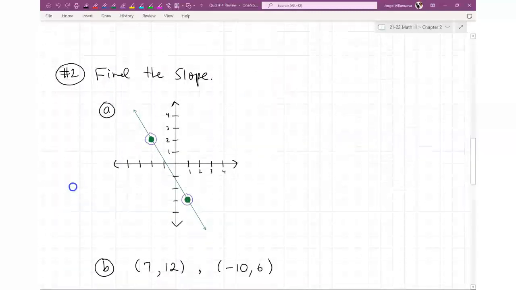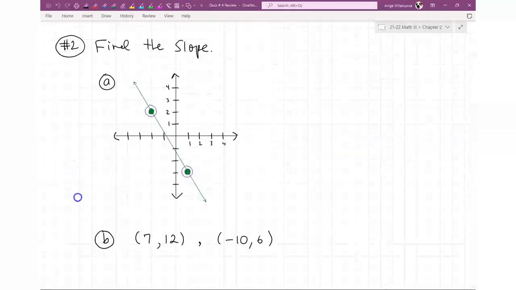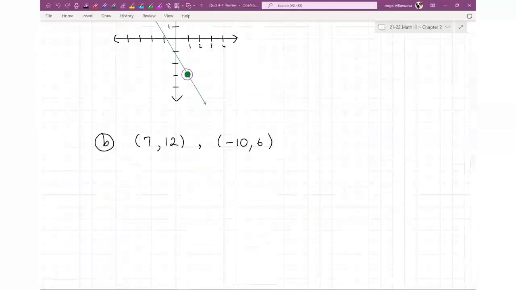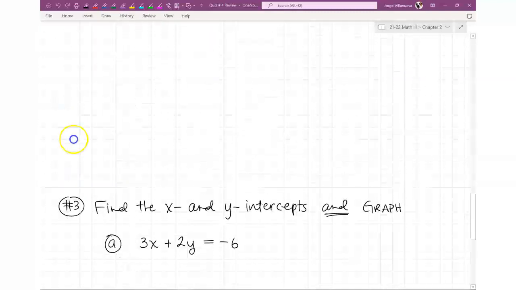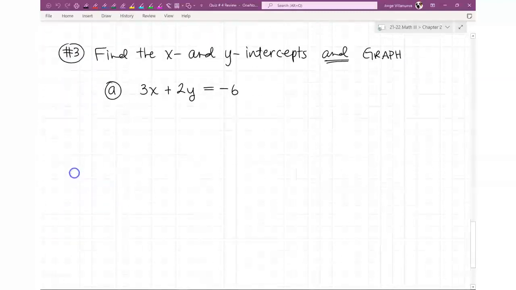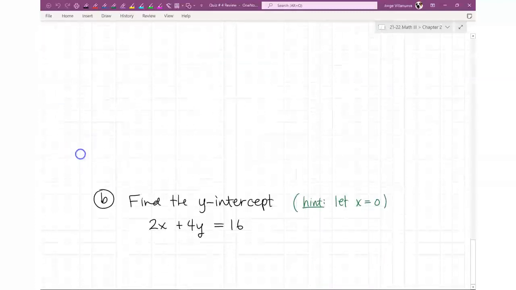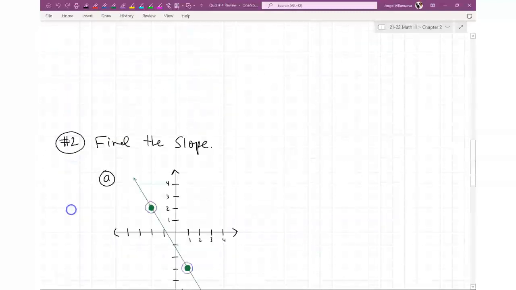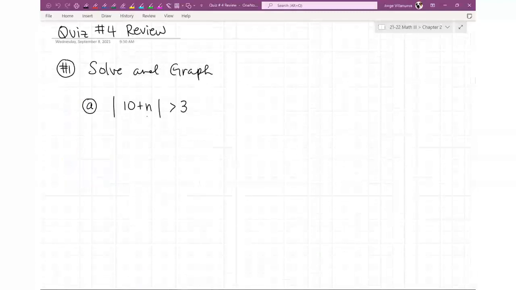Then we'll move on to finding slope. We're going to do that two different ways, by using a picture and by using points. And then we're going to move on to finding x and y intercepts. We're going to do one where we find them and graph them, and then the last one we do is just going to be finding the y-intercept only. And then we'll be done. So that's what we're going to do in this review. Let's go ahead and get started here.